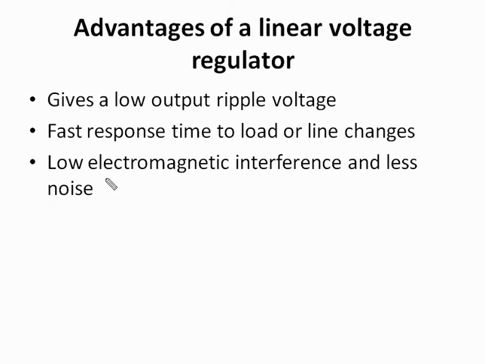Low electromagnetic interference and less noise. There is no switching, so the electromagnetic interference with other electronic devices like a mobile is low because of the absence of switching, and the noise is also less due to the absence of switching.